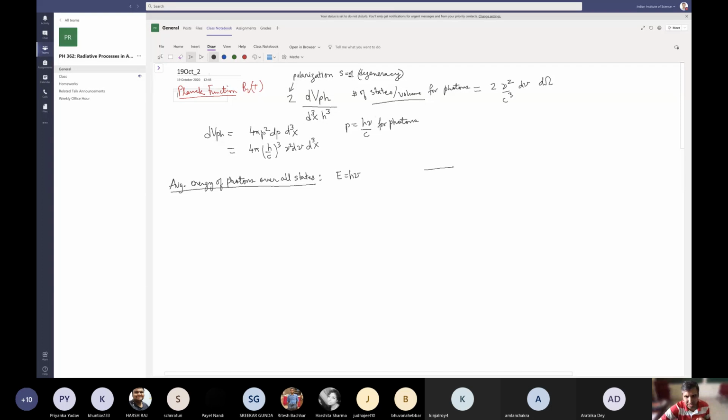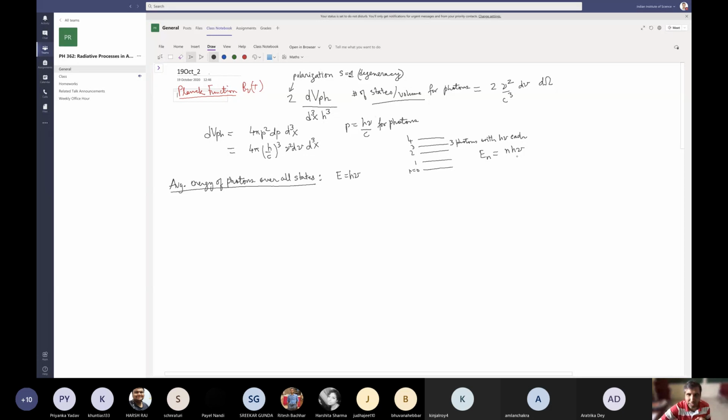You consider these states, n equals 0, 1, 2, 3, 4, and so on. So if you are in the third state, for example, you have 3 photons with energy h nu each, right, and so on. So E_n in the nth state is equal to n h nu. So energy of photons in the nth state is n h nu.